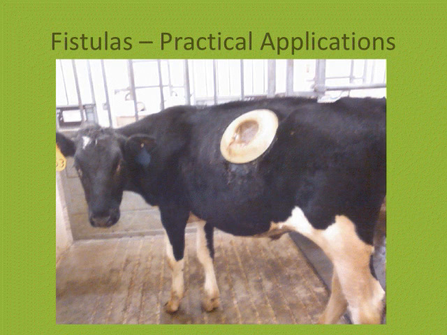Typically, one herd member will have a fistula to take routine samples to allow farmers to evaluate feed efficiency of the herd.